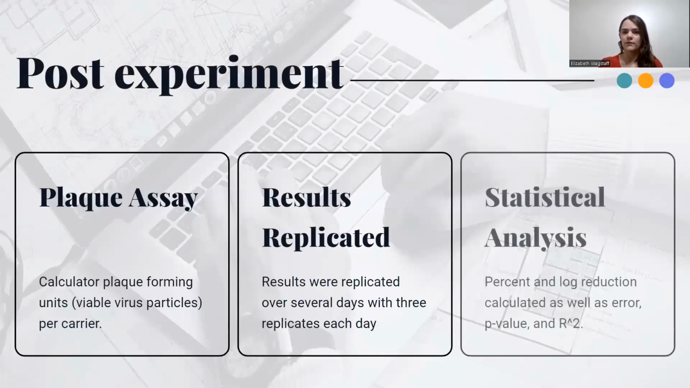Post-experiment, we took care of a few other things. We would perform a plaque assay, which is used to calculate the number of plaque-forming units, which is equivalent to the number of viral particles that were used per carrier or per disc. And then we also replicated our results. All of our trials were run over several days with 3 replicates on each of those days. After that, we performed a statistical analysis, calculating our percent and log reduction, as well as our standard error, our p-value, and our r-squared, so that we could analyze our results.